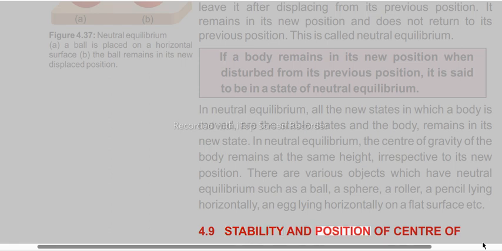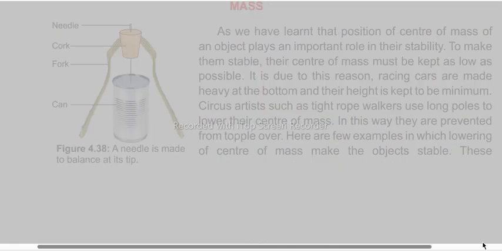4.9 Stability and position of center of mass. As we have learned, the position of the center of mass of an object plays an important role in its stability. To make objects stable, their center of mass must be kept as low as possible. It is due to this reason that racing cars are made heavy at the bottom and their height is kept to a minimum. Circus artists such as tightrope walkers use long poles to lower their center of mass. In this way they are prevented from toppling over.